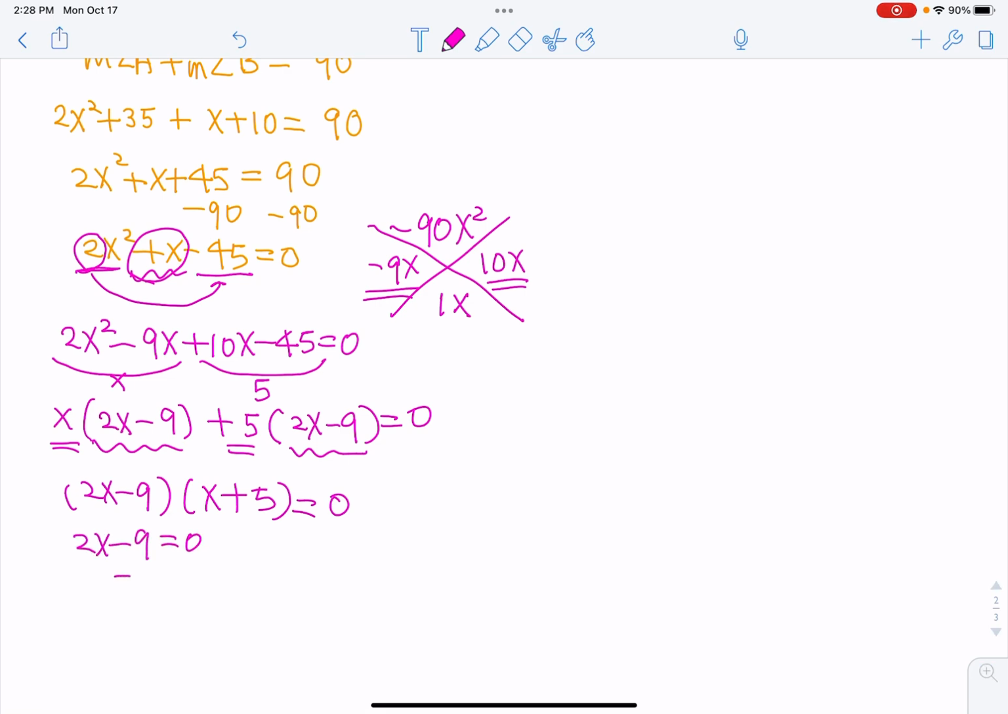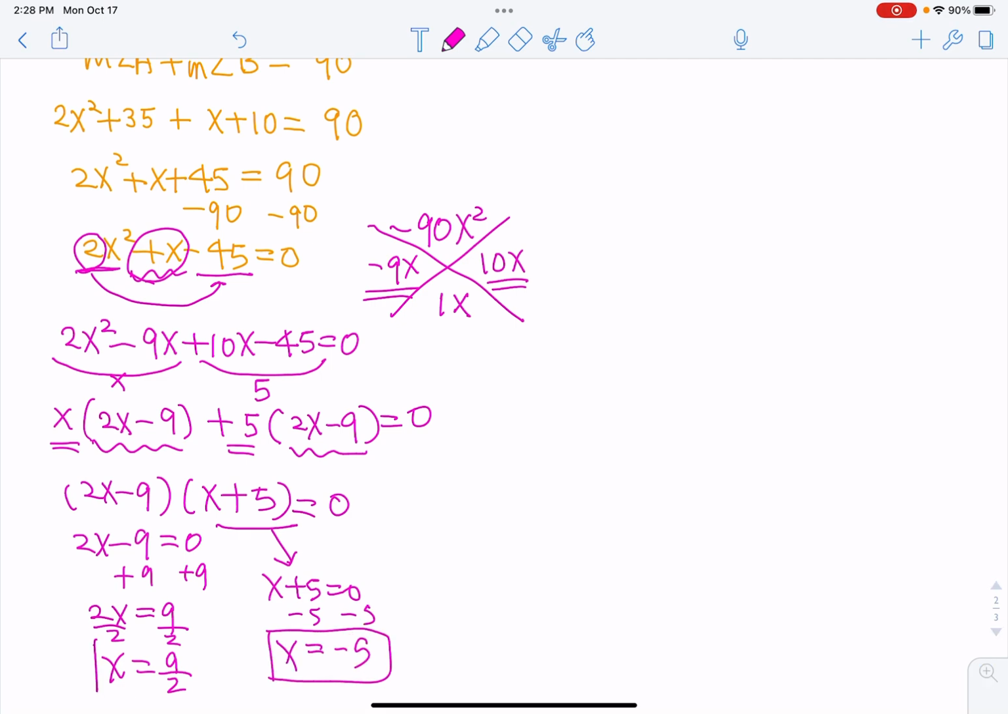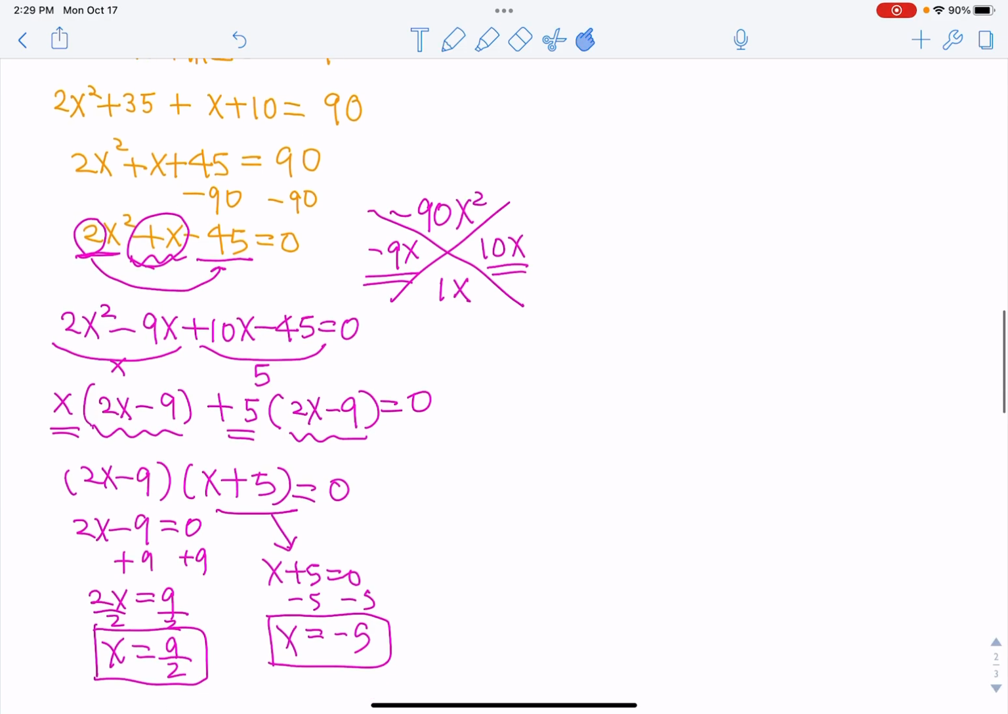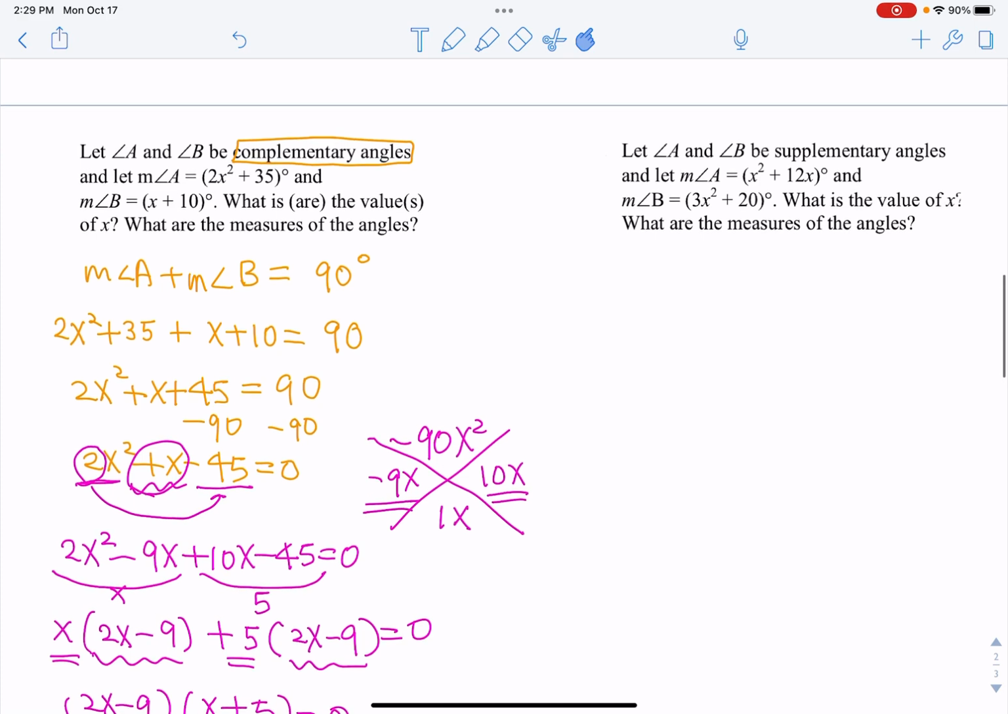So to make it 0, you can set up 2x minus 9 equal to 0. Then you add 9 on both sides: 2x equal to 9, divide by 2. So x equals 9 over 2 as one option. And then the other one is x plus 5 equal to 0, so you subtract 5 on both sides. So x equals negative 5. That's the other x value. So you can find the x value as either 9 over 2 or negative 5.